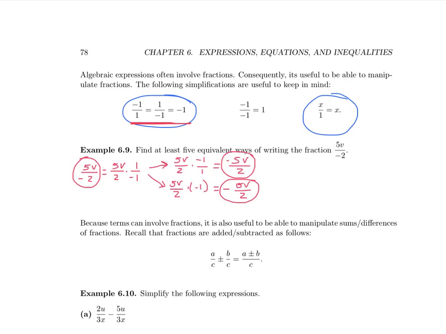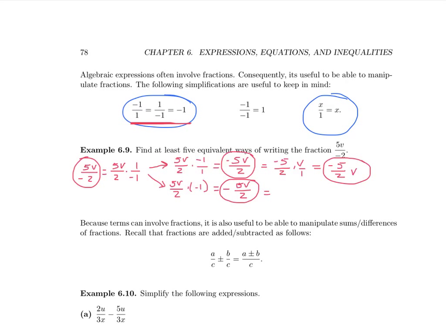So let's continue on here. I could separate out the variable from this fraction. I could write this as negative 5 over 2 times v over 1. And now I recognize that v over 1 is like the x over 1, so I should be able to rewrite this as just v. So I have negative 5 over 2 v. That's another equivalent way of writing the fraction.